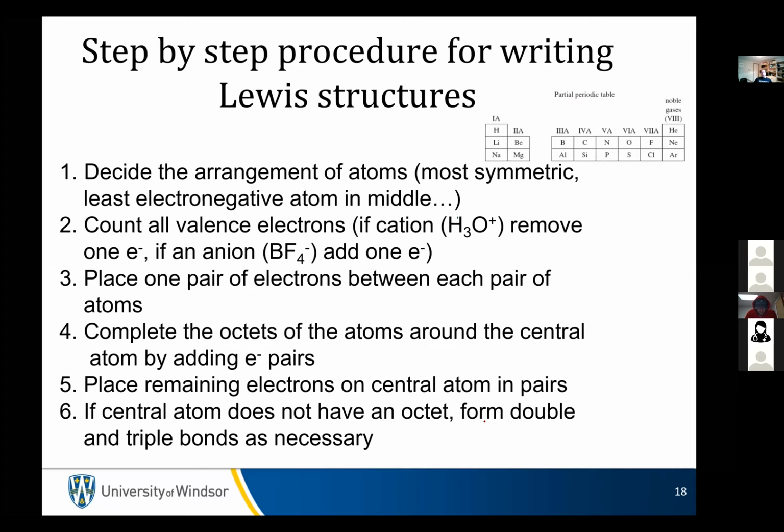You can count all the valence electrons. Remove one electron if it's an anion, add one electron if it's a cation. Place one pair of electrons between each pair of atoms. Complete the octets. Place the remaining electrons on central atoms in lone pairs, and form double or triple bonds as necessary.